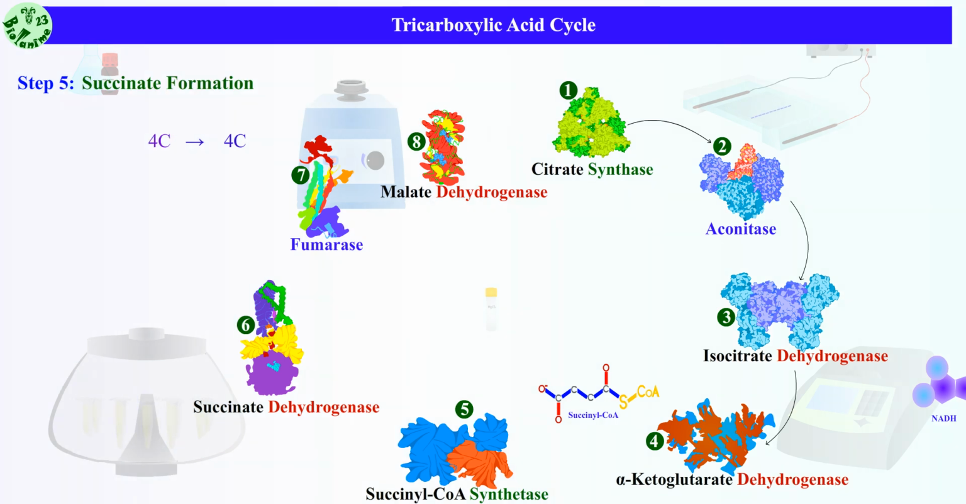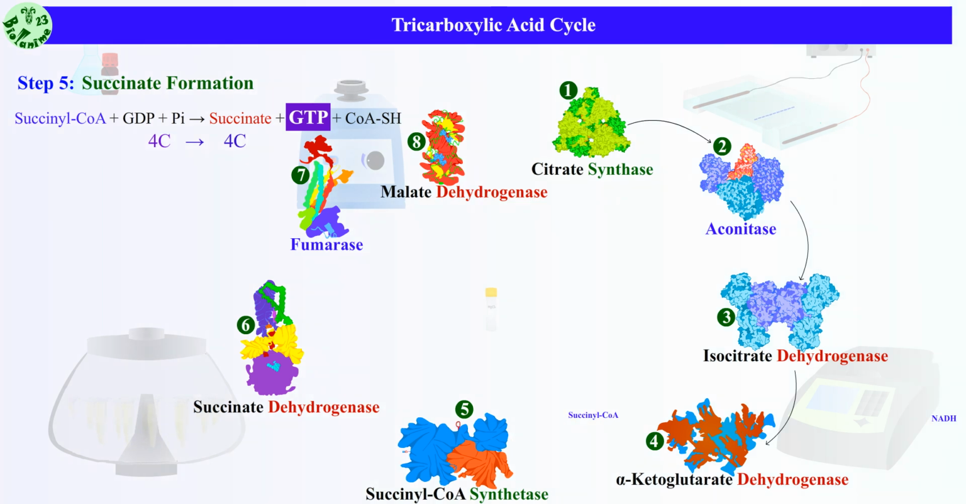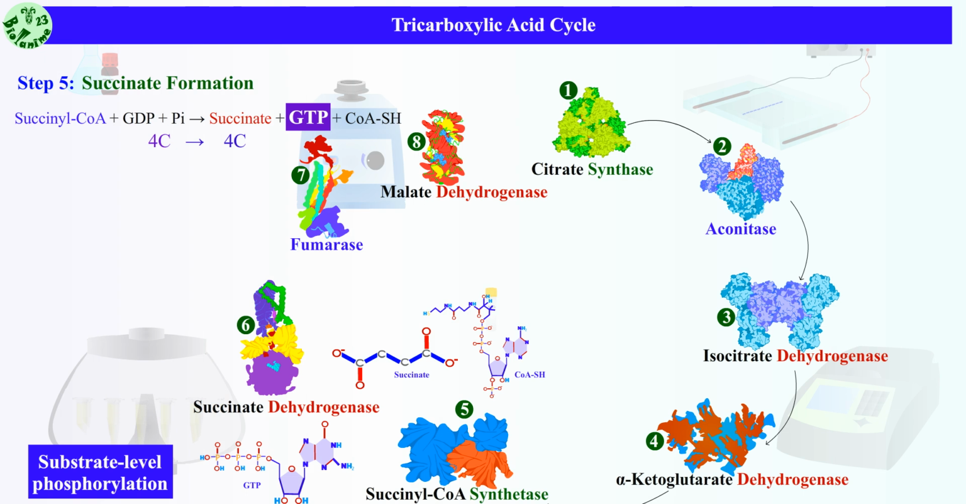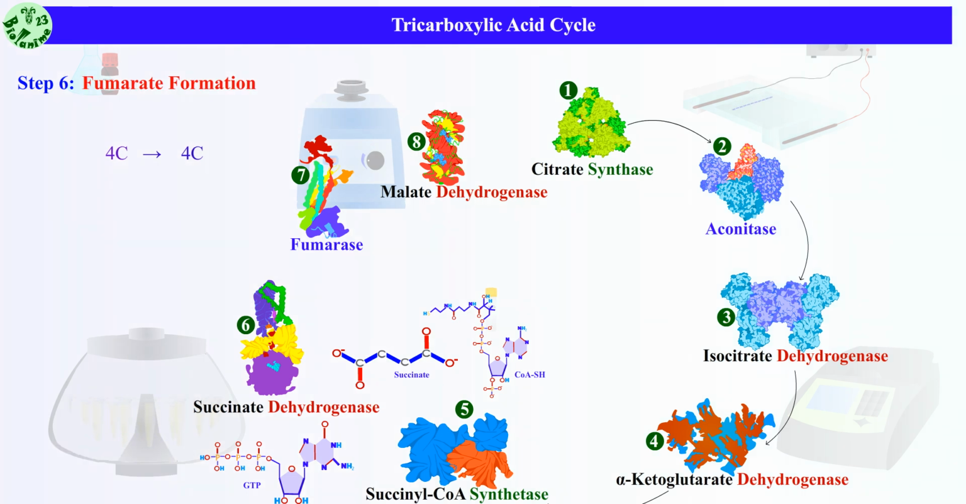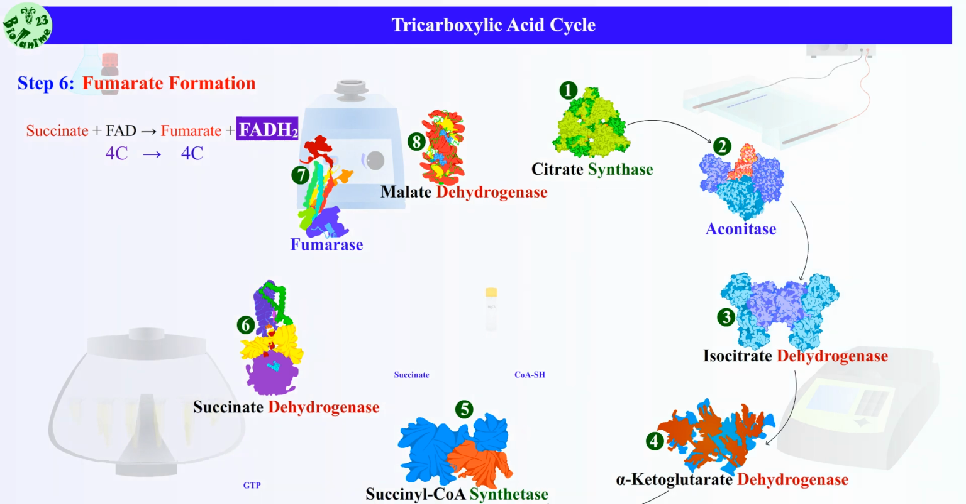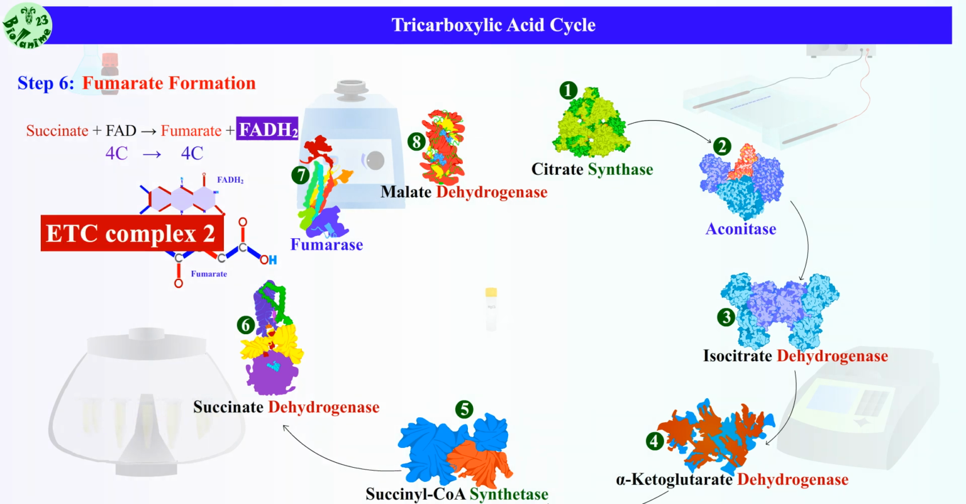Step 5, formation of succinate, which is catalyzed by succinyl-CoA synthetase and generates GTP. This step is known as substrate-level phosphorylation. Step 6, formation of fumarate, catalyzed by succinate dehydrogenase. It is the only TCA enzyme embedded in the inner mitochondrial membrane and also functions as ETC complex 2.